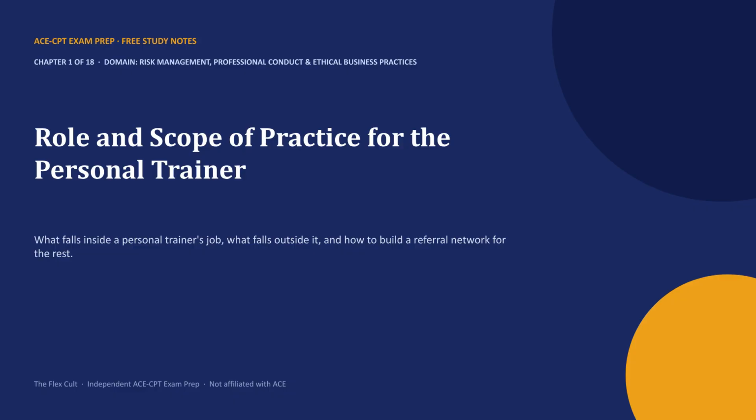This is Chapter 1 of 18, and it falls under the domain of risk management, professional conduct, and ethical business practices. Today, we're talking about the role and scope of practice for a personal trainer. By the end of this lesson, you'll know exactly what falls inside your job as a trainer, what falls outside it, and how to build a referral network for everything that falls outside. This matters more than most new trainers realize, because knowing where your job ends is just as important as knowing how to coach a squat.